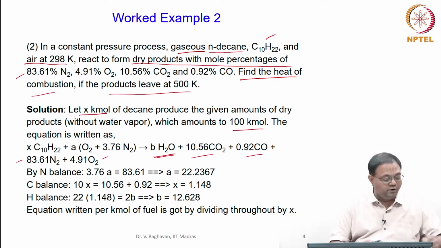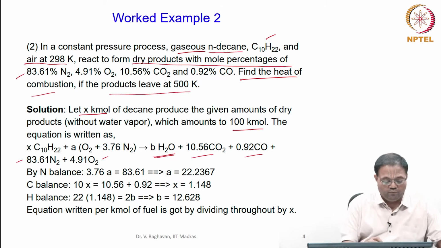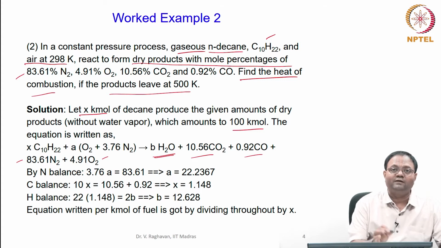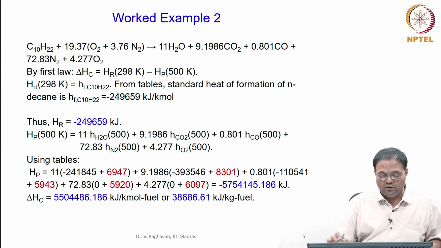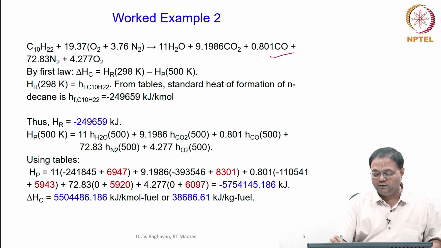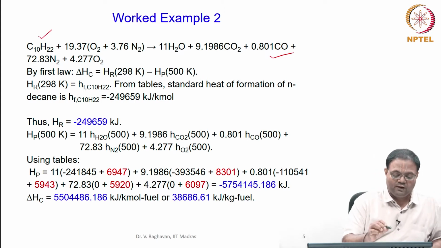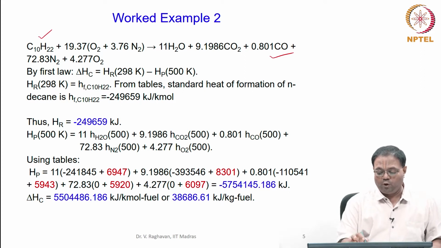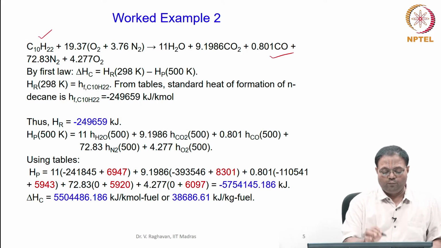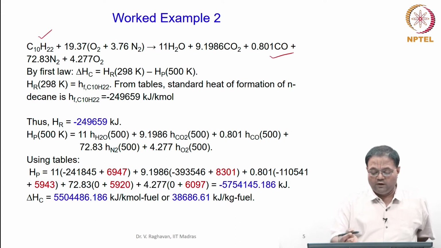Okay. Now the equation should be written on a 1 kilomole basis. That is the customary thing we do: we do not write the fuel as x kilomoles, we write it as 1 kilomole. So divide throughout by x, and you get the equation written in terms of 1 kilomole of decane. You can see that the products now have 4.277 O2 and 11 H2O and so on.